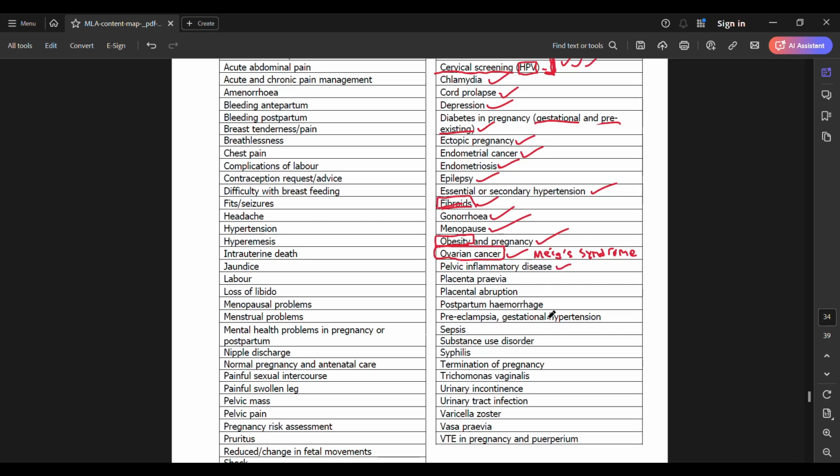Make sure you know pelvic inflammatory disease. This is also something that I've seen show up in OSCE stations a lot, and in your multiple choice questions as well.